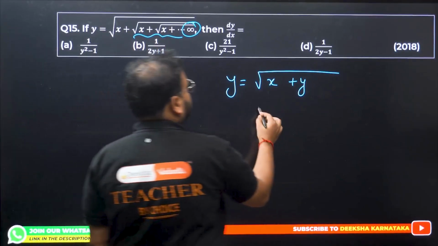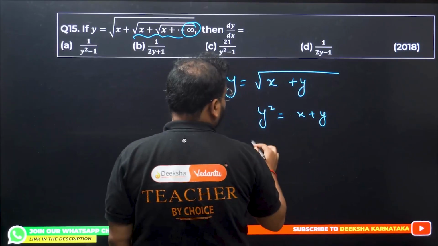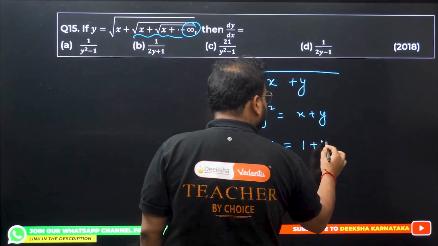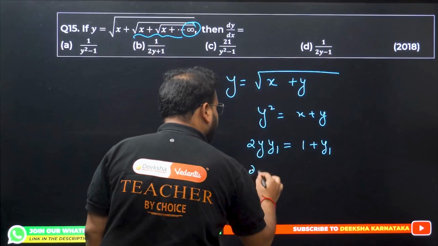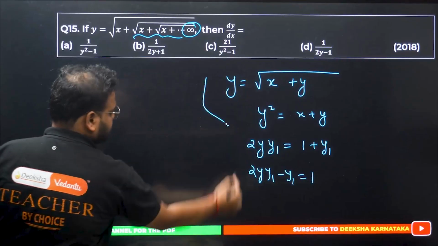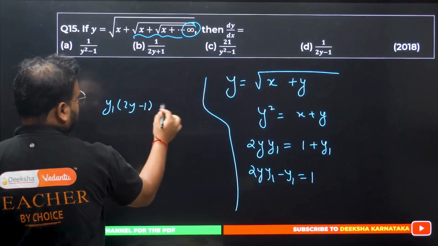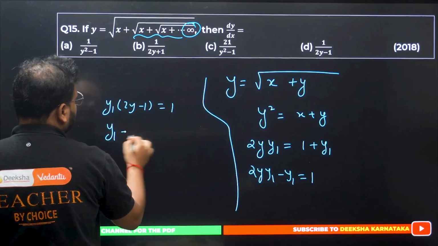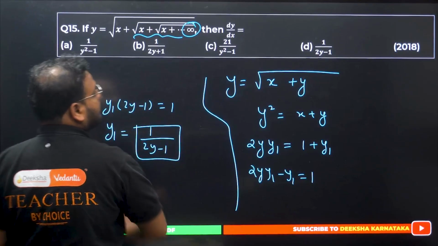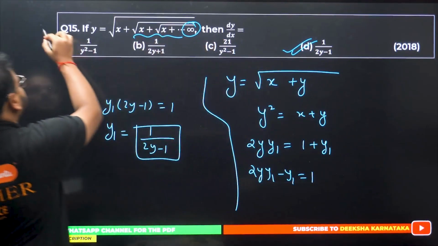Now square it up. Y square equals x plus y. Differentiate now. You get 2y y1 equals 1 plus y1. Move on this side. I get 2y y1 minus y1 equal to 1. y1 is common: y1 times 2y minus 1 equals 1. So y1 is nothing but 1 upon 2y minus 1. Option D is correct. Is it simple or not?